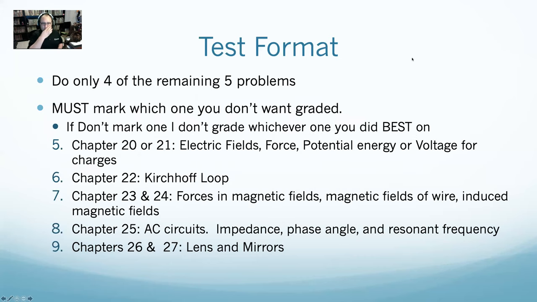I obviously can't have you solve the Schrodinger equation, so it'll just be dealing with these quantum states. The remaining five will be something with point charges, and you've got to deal with it. Either point charges with electric fields, or point charges with force, or point charge with potential energy, or point charge with voltage, or a combination. The sixth problem will be a Kirchhoff loop, because I hate everyone. The seventh problem will be magnetic fields, which could be force in a magnetic field, aka QVB sine theta or ILB sine theta, the magnetic fields from a wire, and induced magnetic fields. The eighth problem will involve AC circuits, probably impedance, phase angle, and that jazz. And the last problem is traditionally the easiest one: lenses and mirrors. So 1 over Q plus 1 over P equals 1 over F.